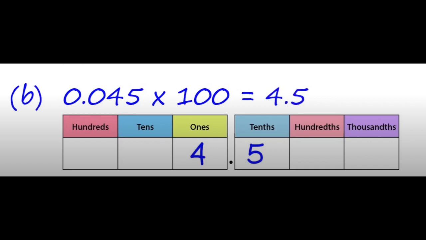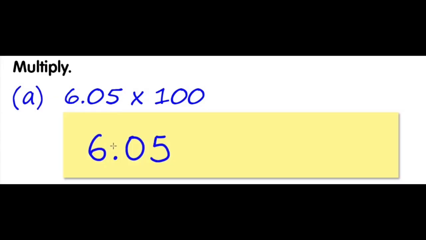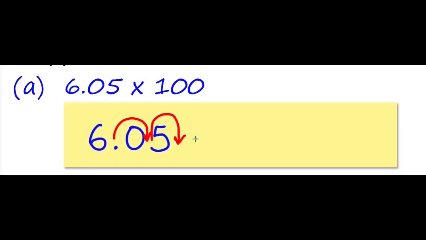Alrighty, we are going to do some more practice questions now. We're going to go through it a little bit faster and without the place value chart, just so we can get some repetition and practicing. So here we have 6.05 times 100. We move the decimal place 2 spots to the right. Our number will grow, and the answer is 605.